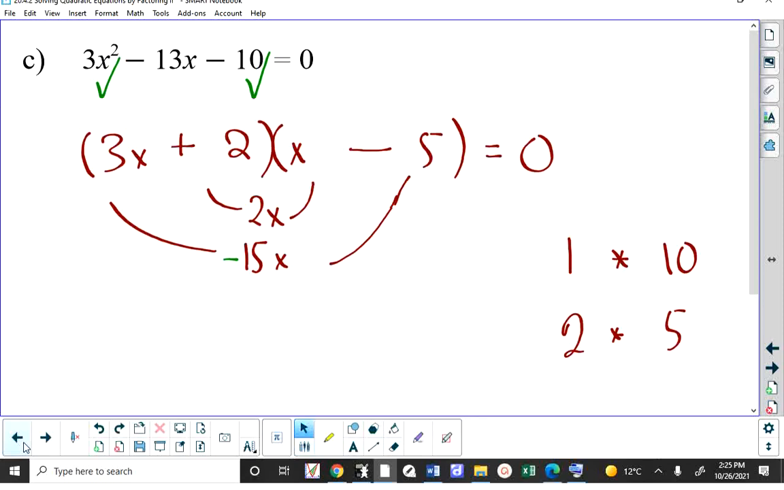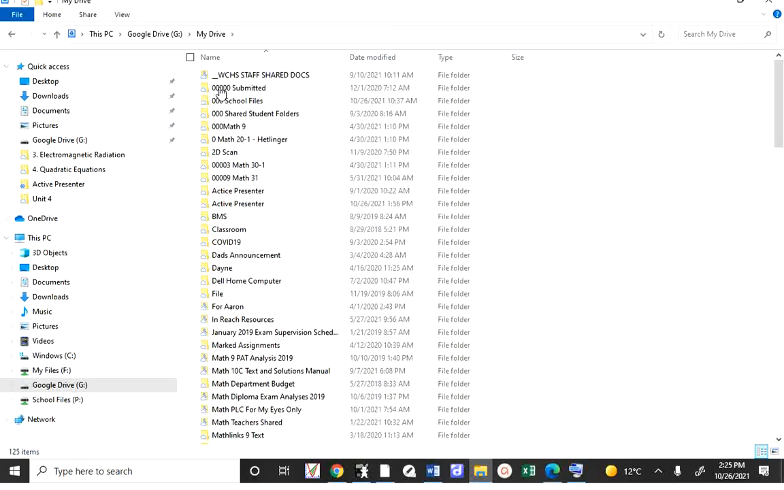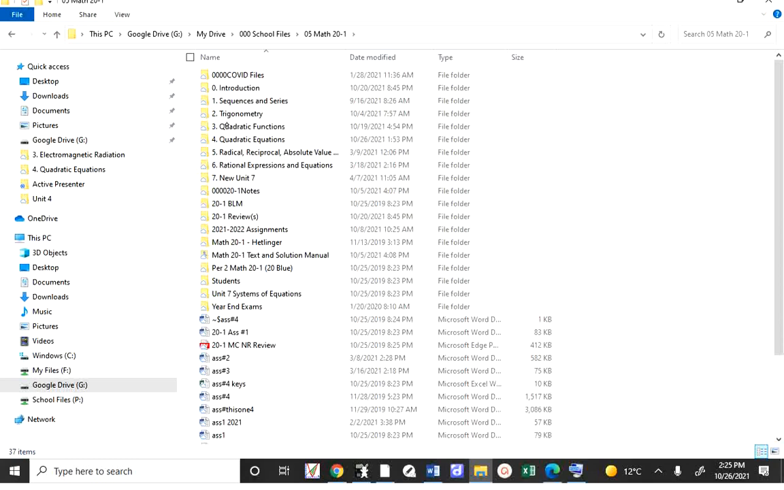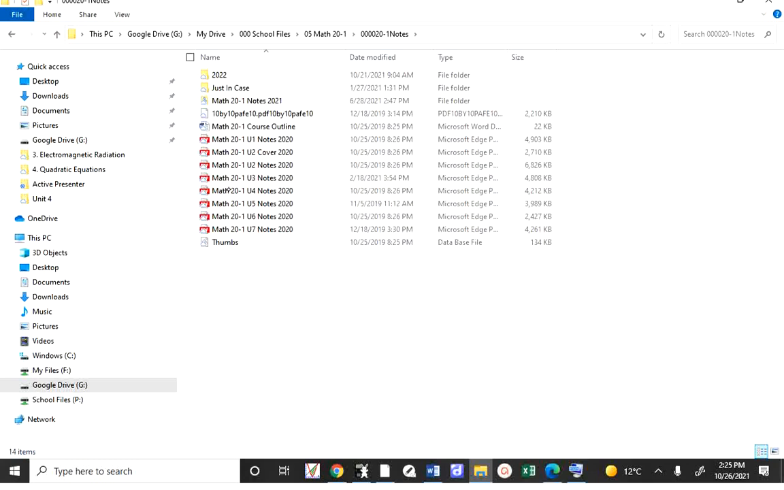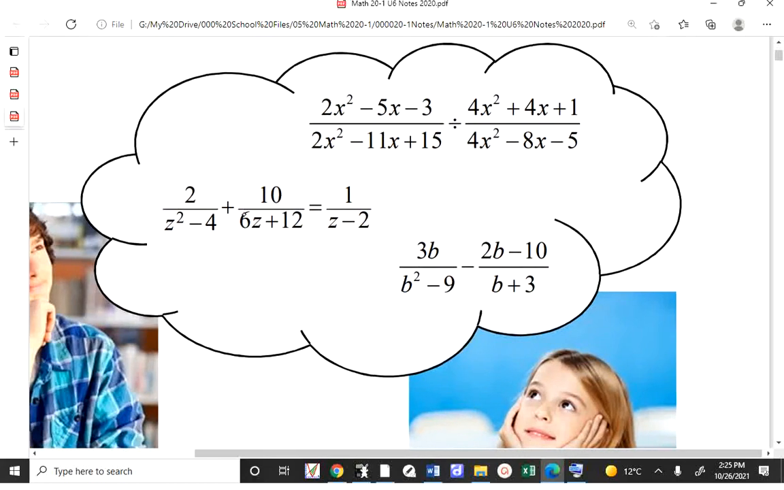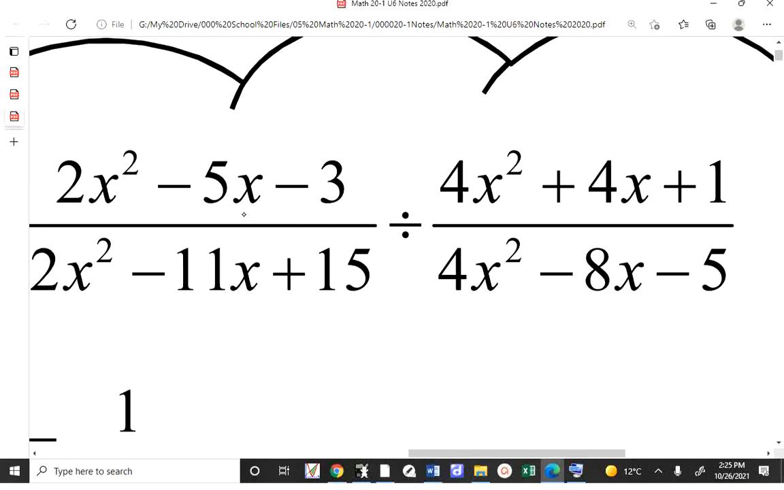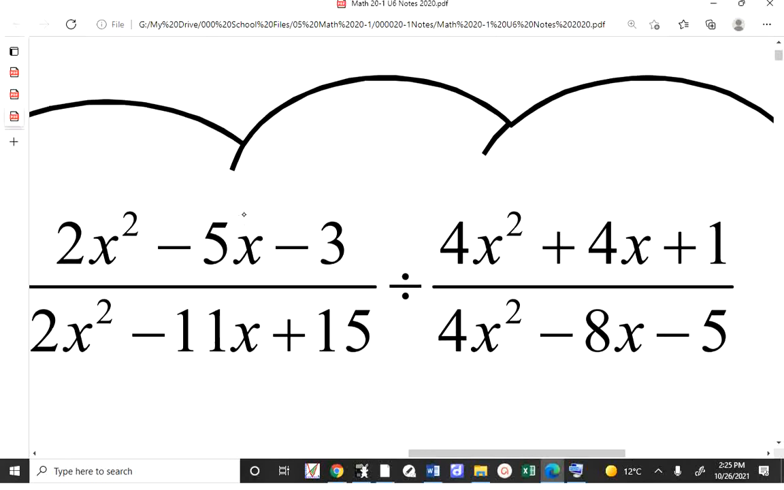Because, and I just want to show this to you, I know I've shown something similar to you before. But I want to jump ahead in time here to Unit 6, which is called rational expressions and equations. And when you take a look at this question here that's consuming the screen right now, you're taking two fractions and dividing them. And your first step in doing this question, 2 units from now, is to factor everything completely.